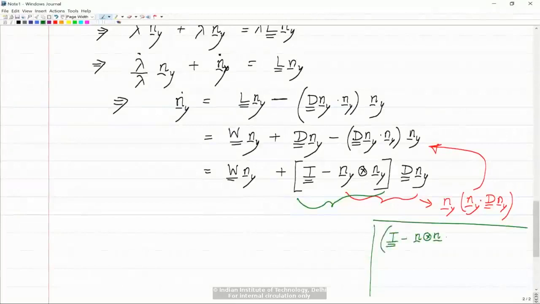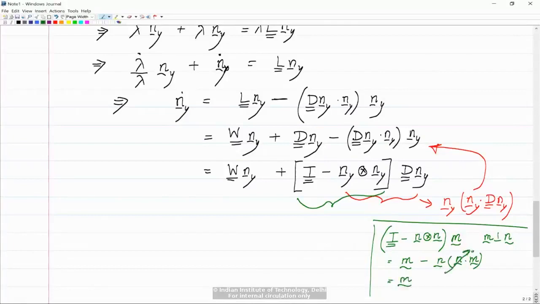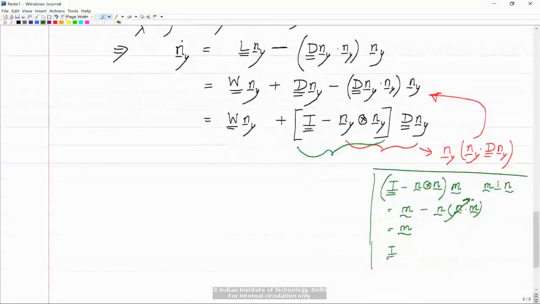So think of this very interesting second order tensor, I minus n tensor product n. Let me multiply this with some vector m, where m is perpendicular to n. What do you get if you do that? What you're getting is m minus n times n dot m, but they being perpendicular, this is 0, and you get back your m. Whereas if you multiply this with n itself, then what you get is 0.